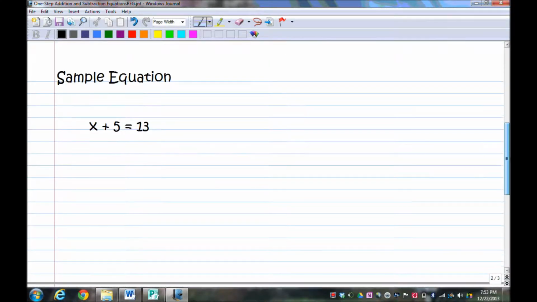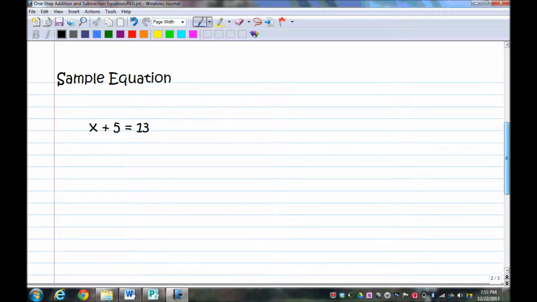Here I have x plus 5 equals 13. You need to know what x is. Now I know most of you are looking at this like, oh, come on, Mr. Jones, that's so easy. I understand it's easy. It's to prove a point. You should be able to look at this and say, yes, I know that x is 8. Great, you're a genius. But the point is, how do we solve this?